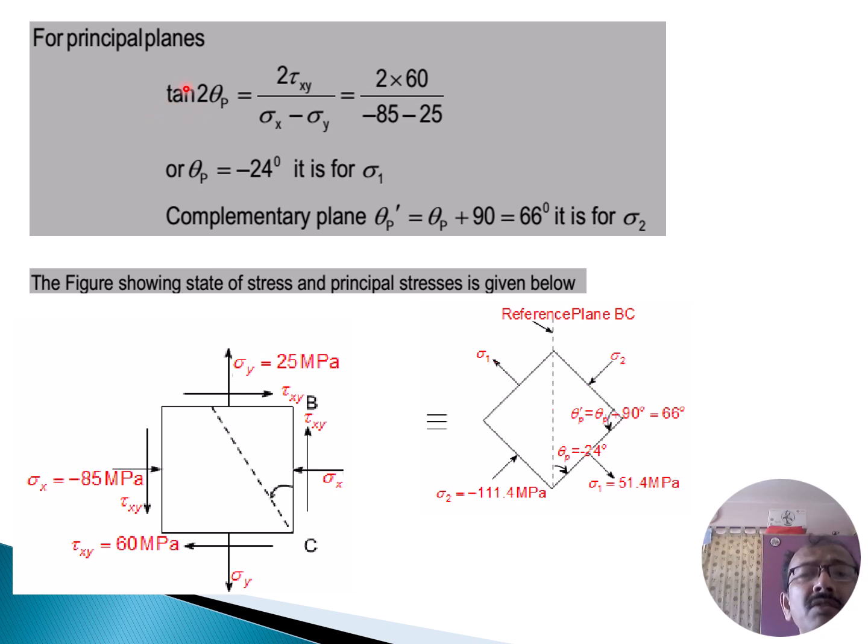For principal planes, in the same way, we can easily calculate the theta angle. So theta equals minus 24. For the complementary plane, as already discussed, we have to add 90 degrees to this angle, so we get 66 degrees. It is for sigma 2. In this figure, it is clear that this is sigma x and this is sigma y. Sigma x is compressive, that is negative, and sigma y is positive, tensile, and this is the reference plane BC. If we rotate this, this is theta equals 24, and so we get the values of sigma 1 and sigma 2.